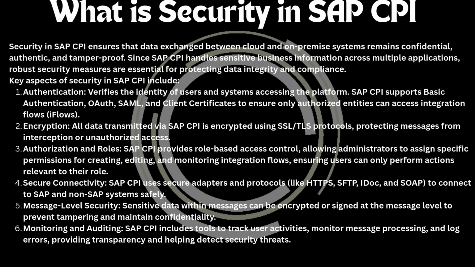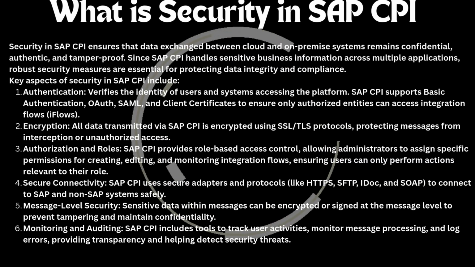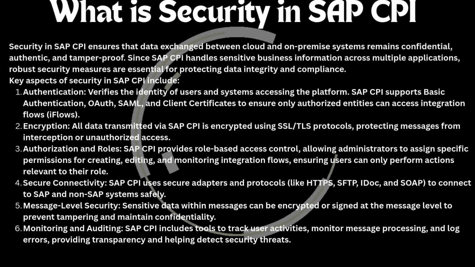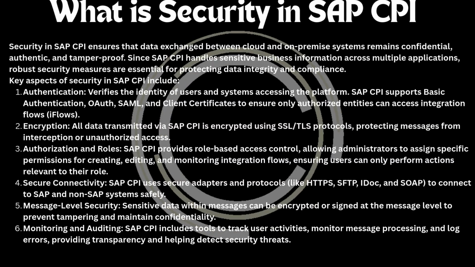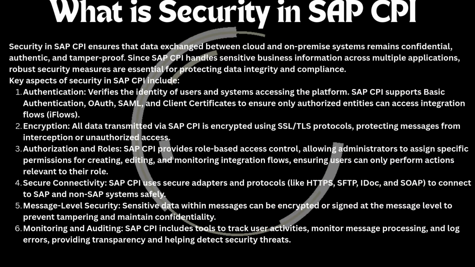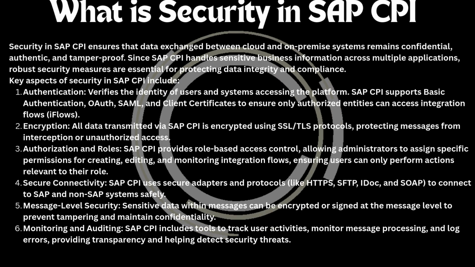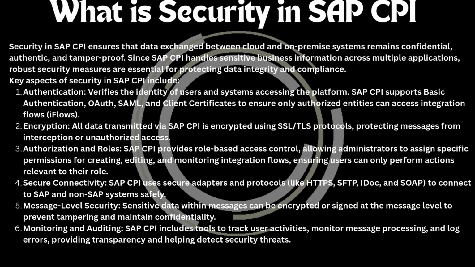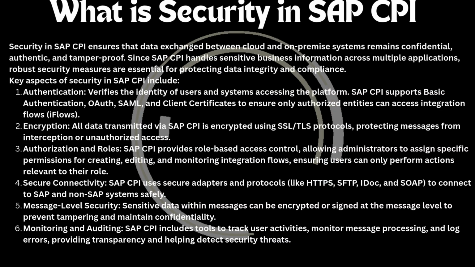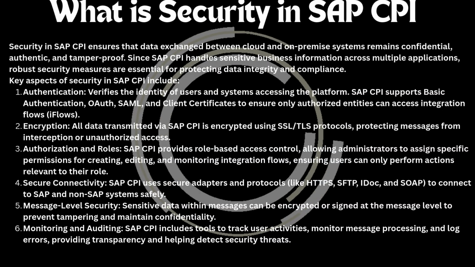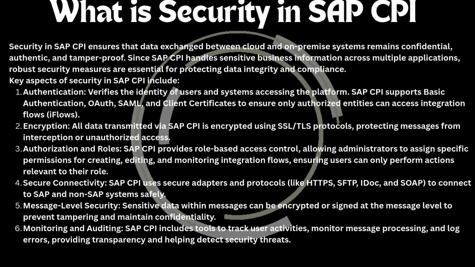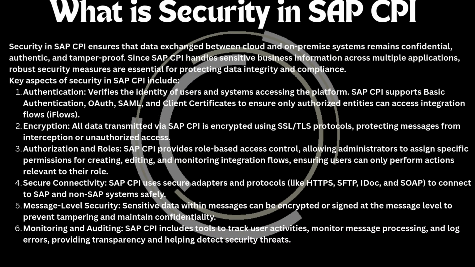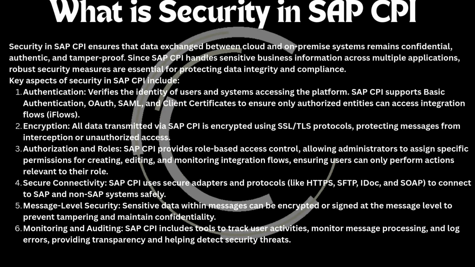Authentication verifies the identity of users and systems accessing the platform. SAP CPI supports basic authentication, OAuth, SAML, and client certificates to ensure only authorized entities can access integration flows. Encryption. All data transmitted via SAP CPI is encrypted using SSL, TLS protocols, protecting messages from interception or unauthorized access. Authorization and roles. SAP CPI provides role-based access control, allowing administrators to assign specific permissions for creating, editing, and monitoring integration flows, ensuring users can only perform actions relevant to their role.